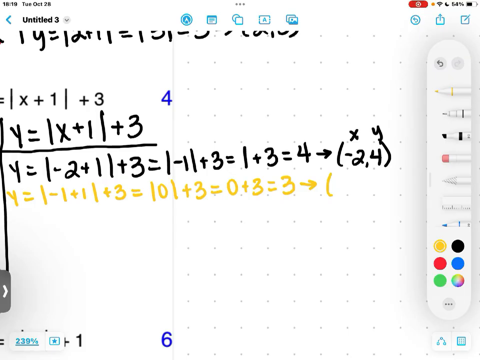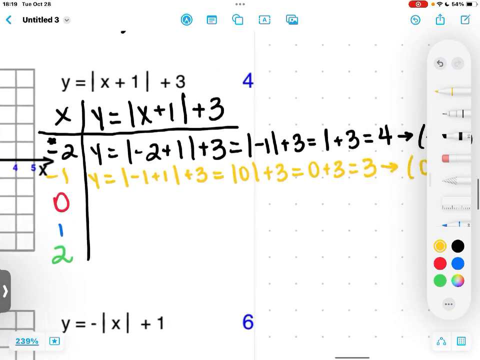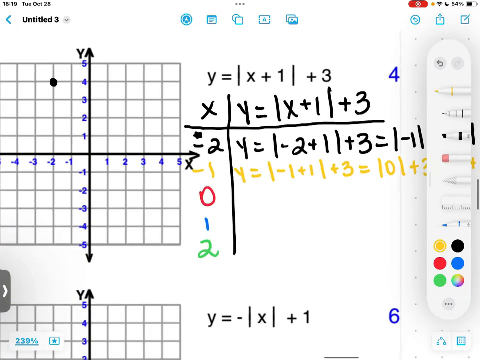For some of these, especially if we don't have any multiplication, we start to see a pattern, because now my next point is going to be this, not 0, -1, comma 3. We start to see this pattern for our points.